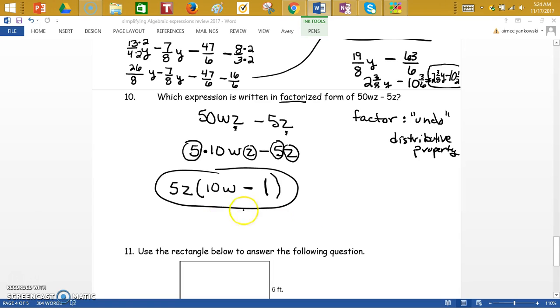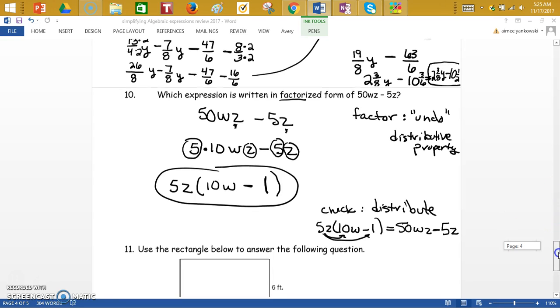How can you check that you're correct? You could always do a quick check by distributing back through. So if I had 5Z, then in parentheses 10W minus 1, and I multiplied 5Z back through, 5Z times 10W, 5 times 10 is 50WZ. Keep my minus sign. What's 5Z times 1? Well, 5 times 1 is 5, and I can't lose my Z. All right. Hope that helps on that one.